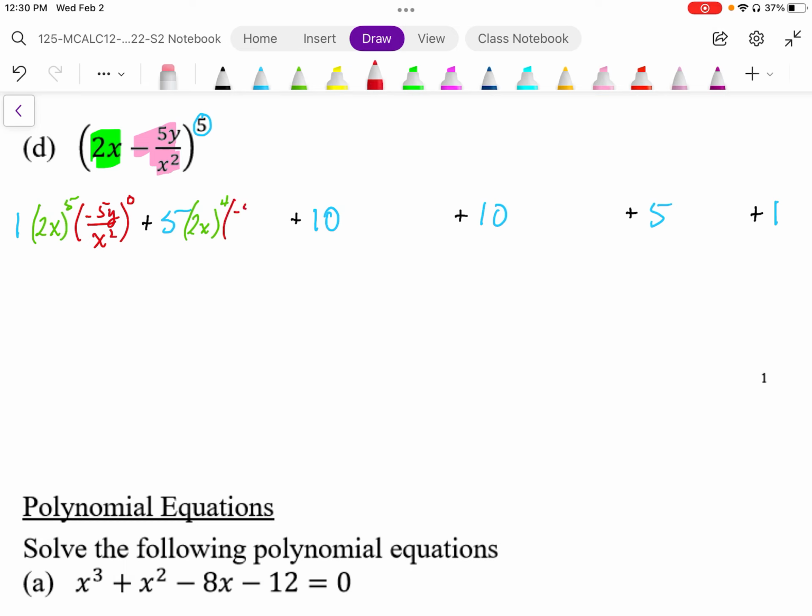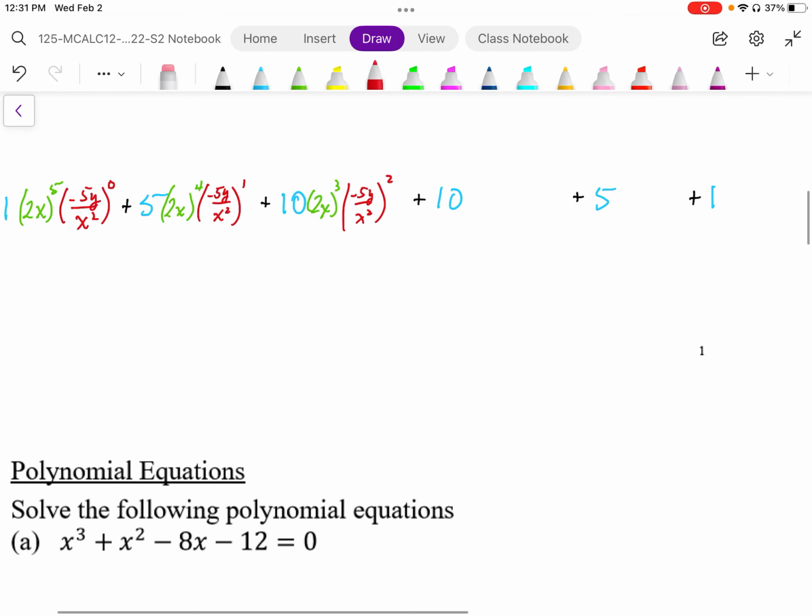And it's an increasing power pattern on the second part. So it becomes power 1. Again, we don't really need the power 0, but I just left it in there for completeness. So this becomes 2x power 3, and then negative 5y over x squared to the power 2, and then we continue on to get that full expansion.